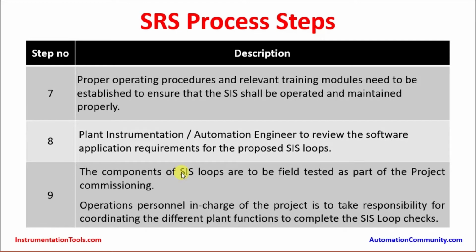Step number 9: the components of the SIS loops are to be field tested as part of project commissioning. Operation personnel in charge of the project is to take the responsibility for coordinating different plant functions to complete SIS loop checks. Each instrument, before it is put in service, has to be verified for perfect cabling without any earthing or any other fault, and confirmed that the sensor's process parameter reading reaches the control system and then the operators on the HMI panel. This is known as a loop check.